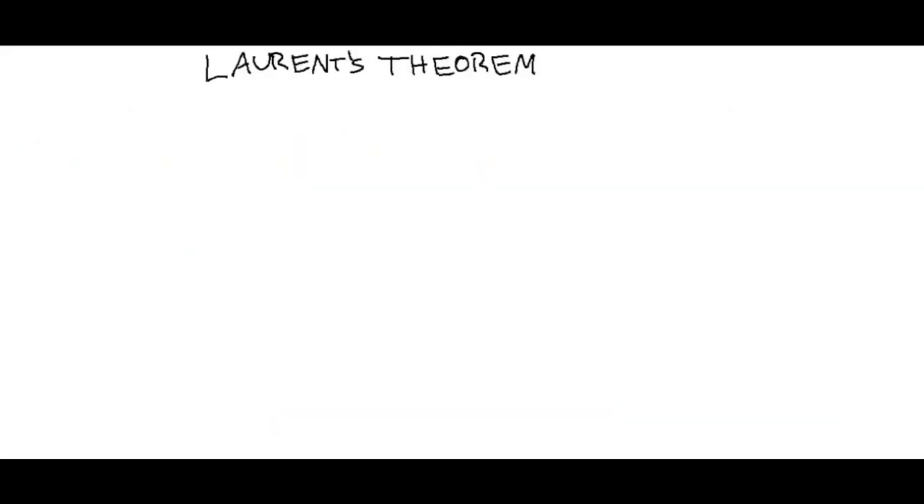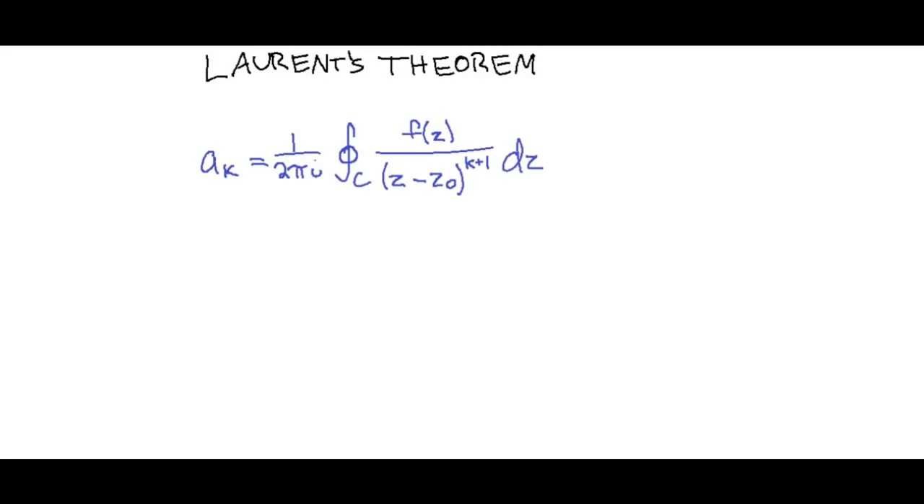The next stop in our adventure is Laurent's theorem, which tells us how to find the a sub k coefficient for the Laurent series. The coefficient is equal to 1 over 2 pi i times the integral of the function over z minus z naught to the k plus 1. Do you see this thing? This thing right here, this is what we were looking for at the start of the video. Can you see how we're going to find it?